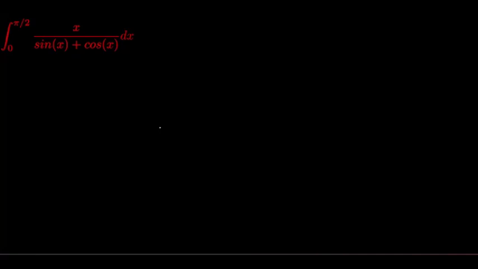Hi everyone, today we're going to be exploring the integral from 0 to pi over 2 of x over sine x plus cosine of x dx. Actually, we're going to be tackling this integral using the so-called King's rule. The King's rule is pretty much famous when solving integrals that involve trigonometric functions such as sine and cosine. So what does the King's rule say?